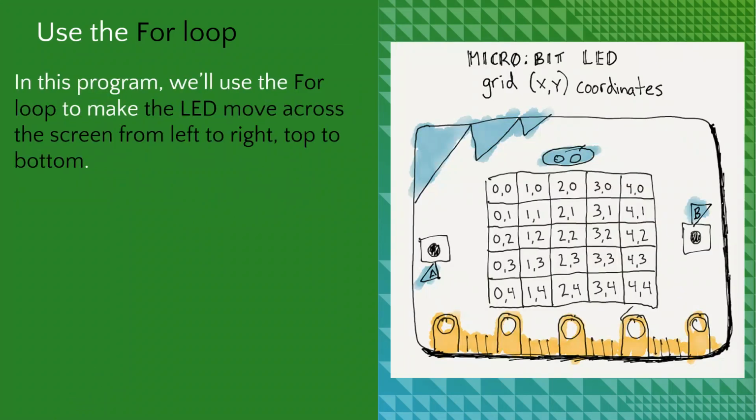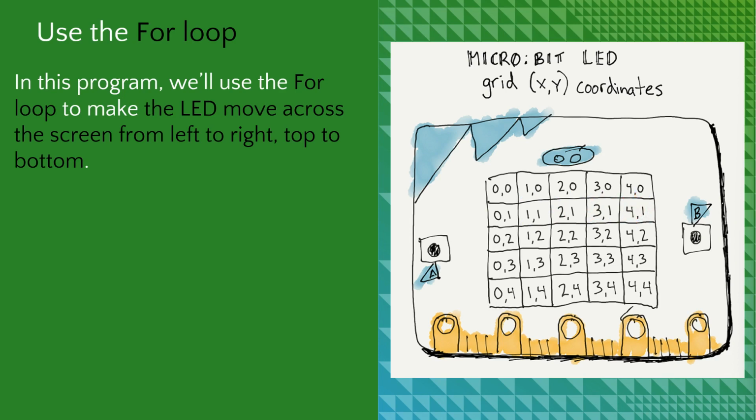So we are going to create a program that blinks one LED at a time across the row at the top, and then moves down to the next row, and then moves across that one, and then down to the next row and moves across that one, and all the way across until we have blinked every single one of the LEDs on the microbit.